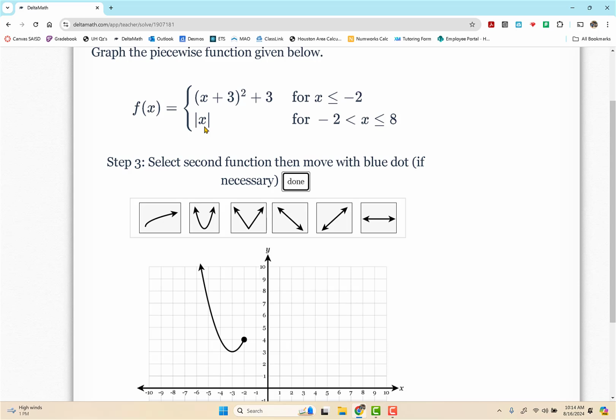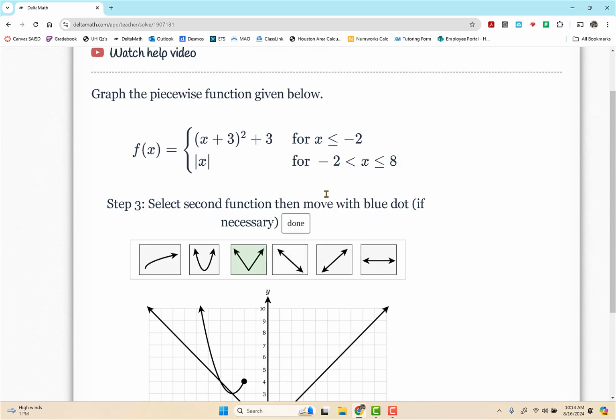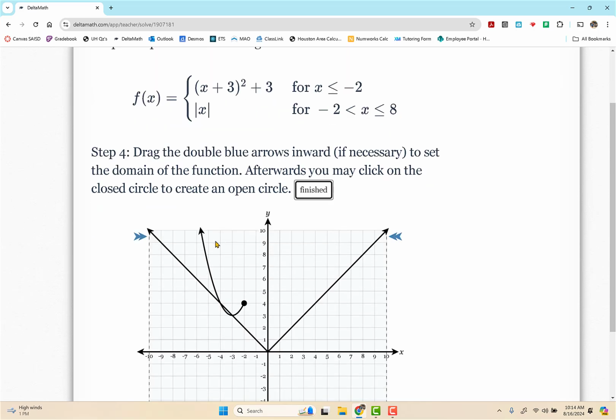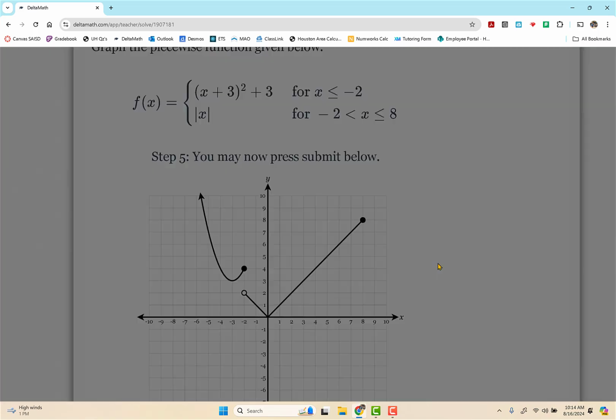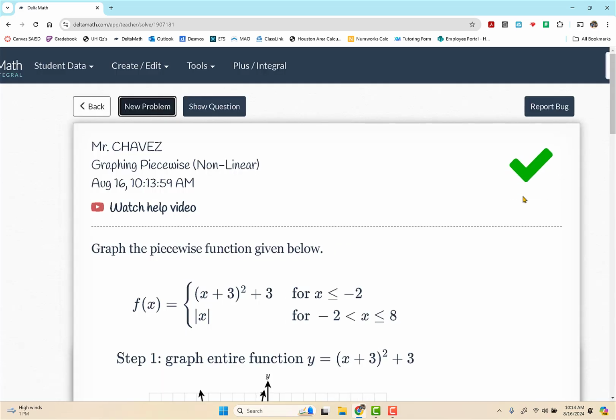And then this is just an absolute value. So I'm just going to click absolute value. It's at the origin. So it's already at the origin. From -2 to 8, I'm going to push done. I'm going to go -2. And let's see, it doesn't have an equal sign, so push that little guy all the way. I go to -8. I'm sorry, I go to +8. And there's an equal sign there. I click finished. And I push submit. And voila. How do we feel with that, guys?